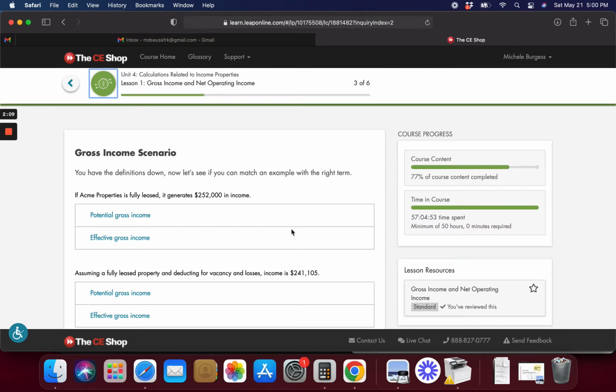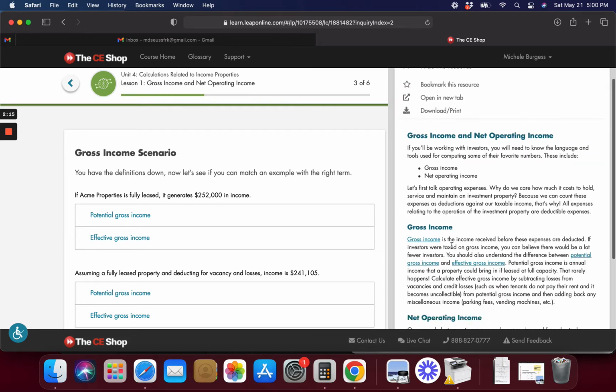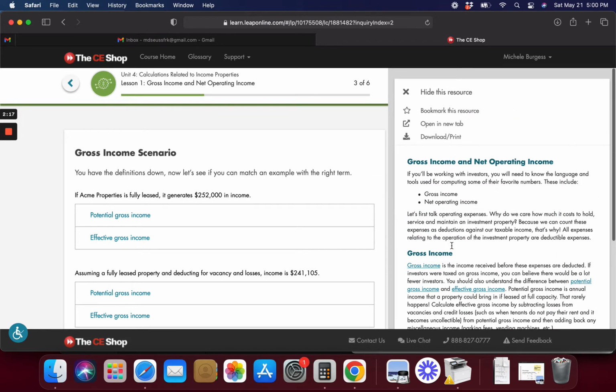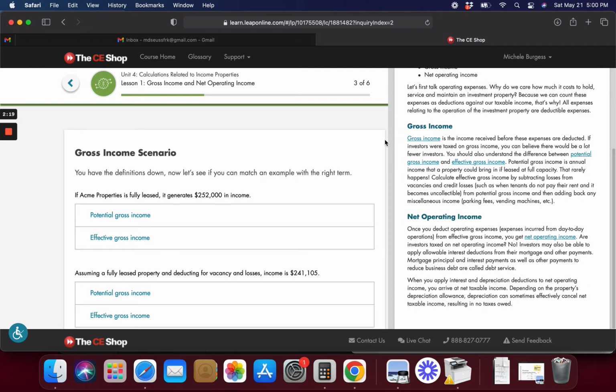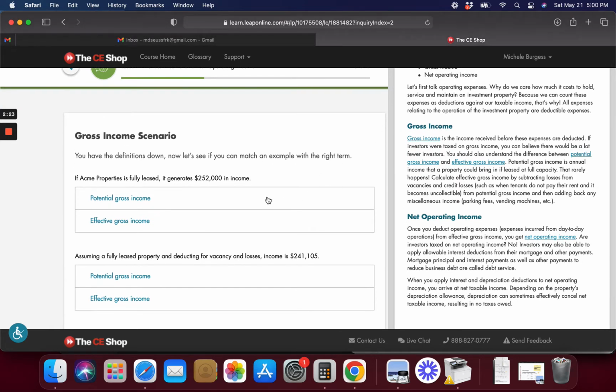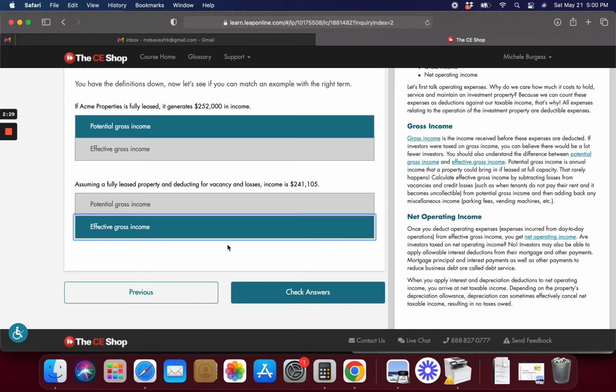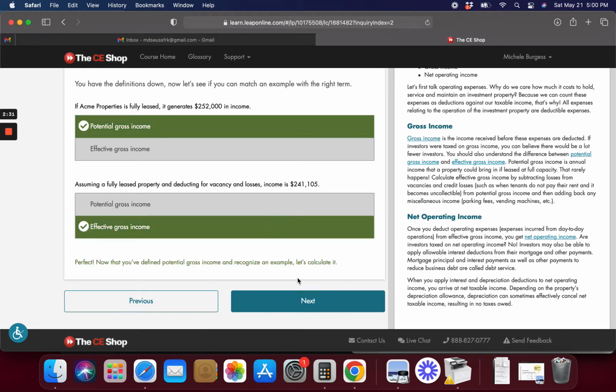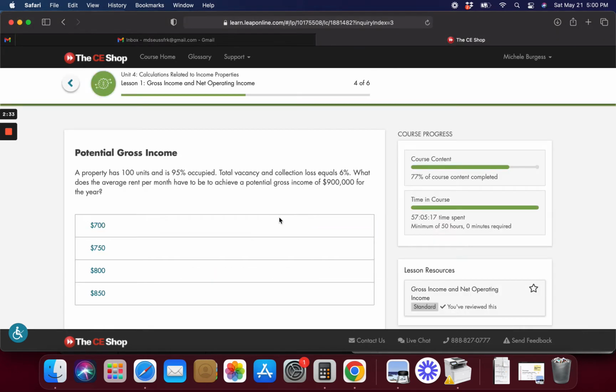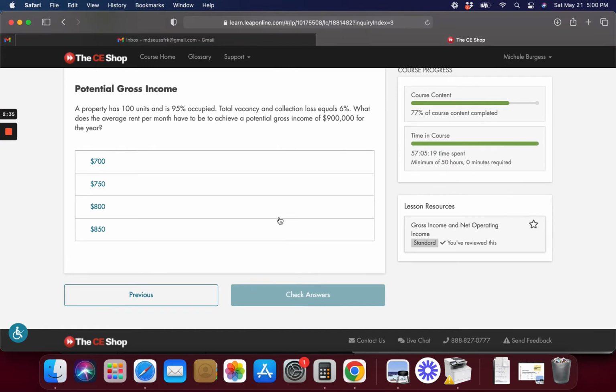Okay. If Acme Properties is fully leased, it generates $252 a year. Okay, there's no math up in here. All right, well, that's potential. Assuming it's fully leased and deducting for vacancy and losses, income is $241. That's not too bad. You're only losing $9,000.